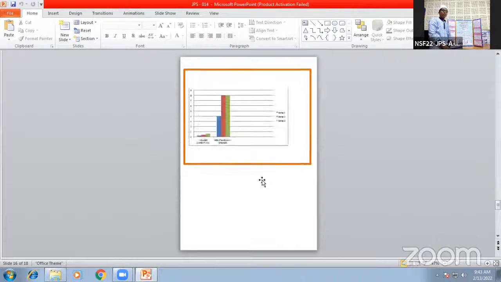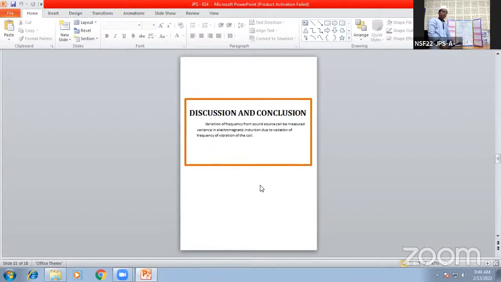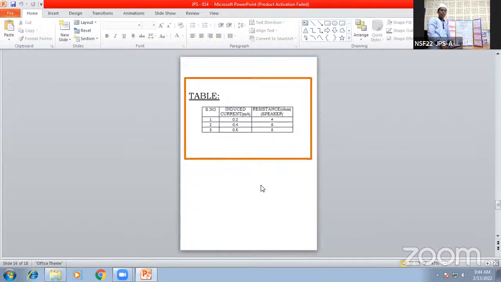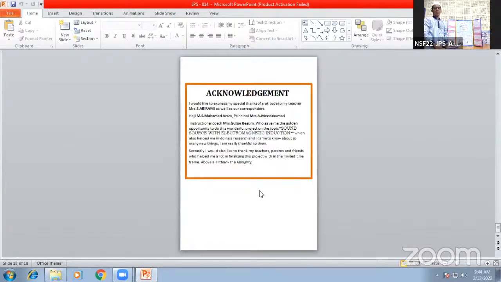Result. In this experiment, we found that the increased EMF gives variation of frequency of vibration of the coil. In this experiment, we found that the increased EMF gives variation of frequency in sound source. Application. This increased EMF can be used to send an alert message to the law enforcement agencies. Thank you.